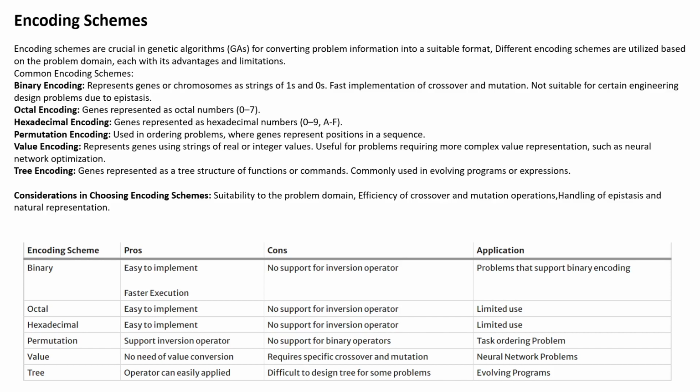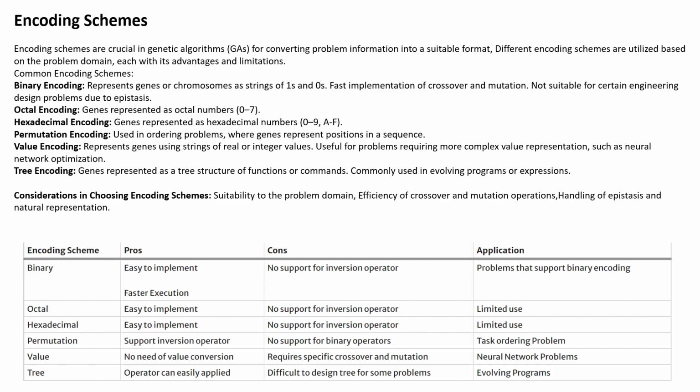And these encoding schemes are crucial in genetic algorithms for converting the problem information into a suitable format. Different encoding schemes are utilized based on the problem domain, each with its advantages and limitations. So there are different types of encoding schemes. First is the binary encoding scheme, which represents genes or chromosomes as strings of zeros and ones. It has a few pros: it is fast because of only 0 and 1, and it is very smooth over the operations of crossover and mutation. So nothing much to worry about.